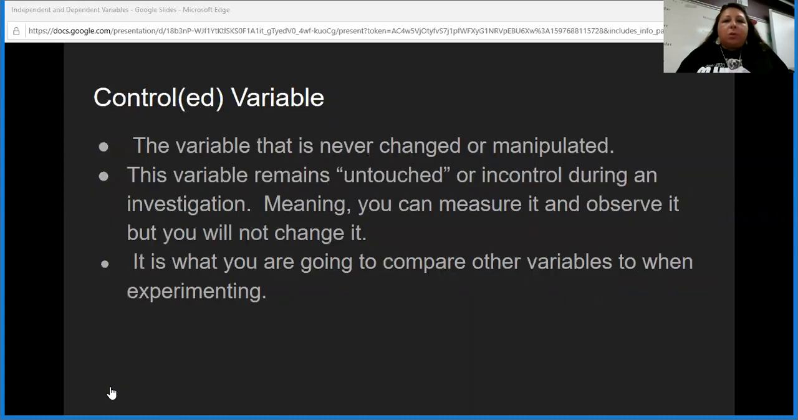So the first variable we're going to talk about is controlled. And a controlled variable means you never change it. If you have a bottle of water, the bottle of water is just sitting on the table. You're not going to do anything to it. So in simple terms, control means to be untouched. So it's going to stay the same. It's what you base your observations off of.